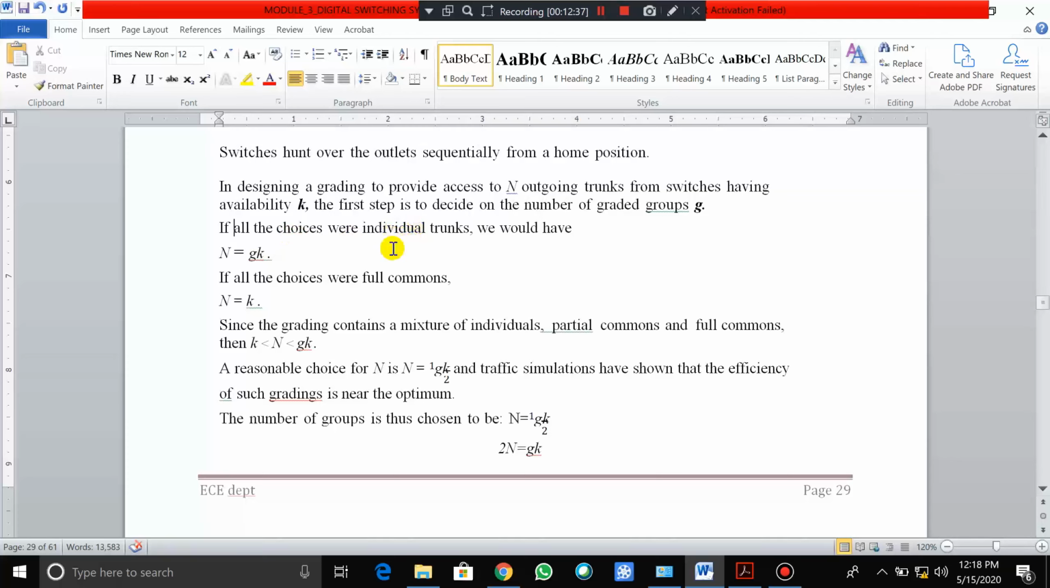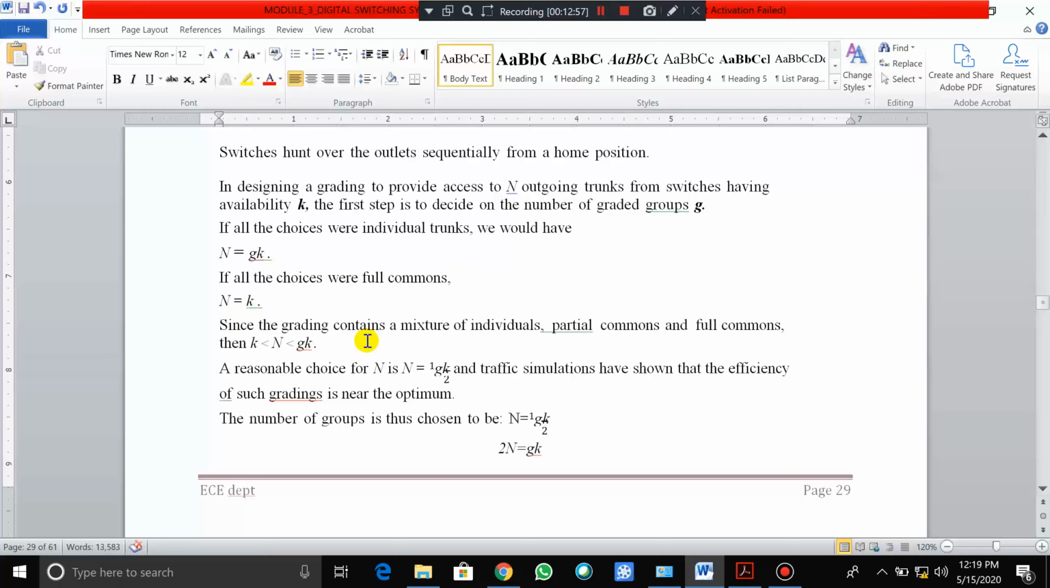If all the choices were individual trunks, we have N = G × K. N is the number of outgoing trunks, G is the grading group, and K is the availability. If all the choices were fully common, then N = K.